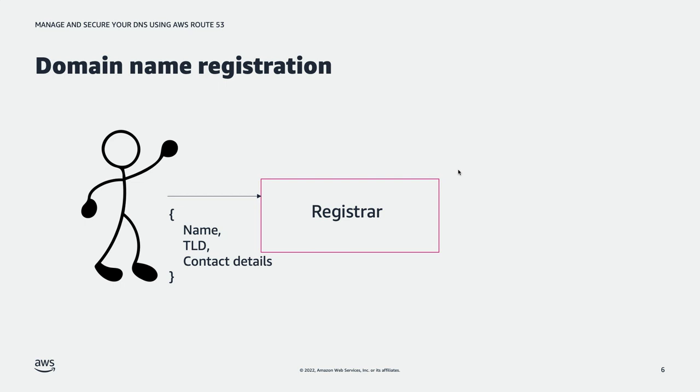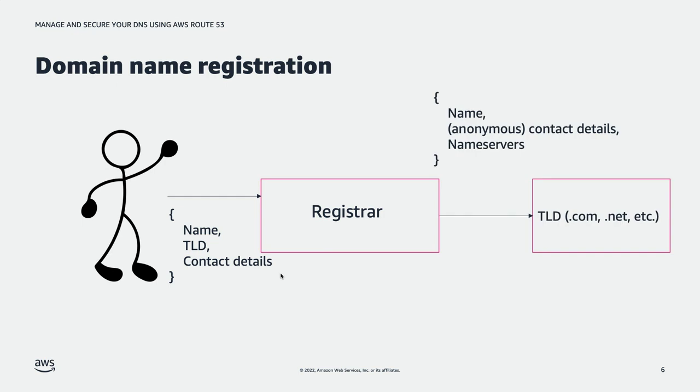Okay, so what Bob will actually do is he will talk to a registrar. So Route 53 is one of the available registrars out there, but there are many, many more. And he will actually ask for a domain name. So he will give some information. He will give the name that he wants to register. He will give the top level domain, so .com, .net, .dev, etc. And he will give the registrar his contact details. And the registrar really just is a man in the middle, right? The registrar won't do anything but hand that information over to another provider, which is in our case, our top level domain.